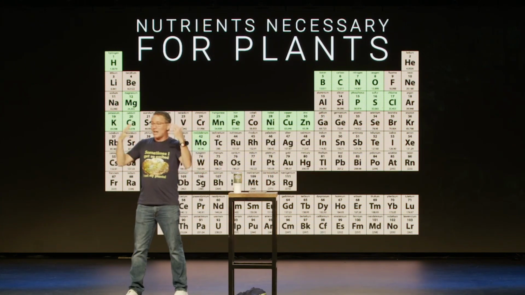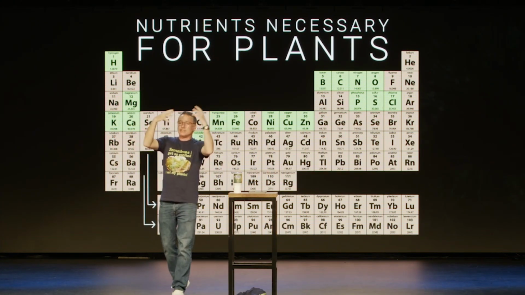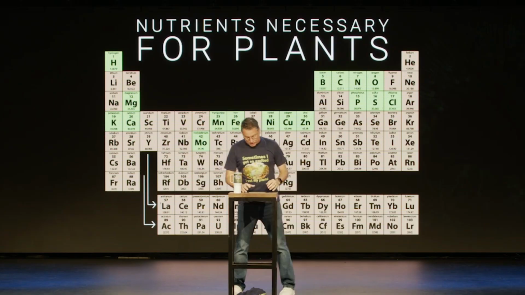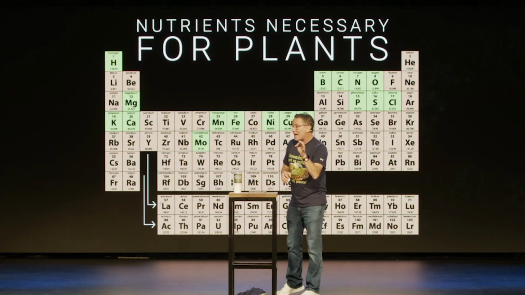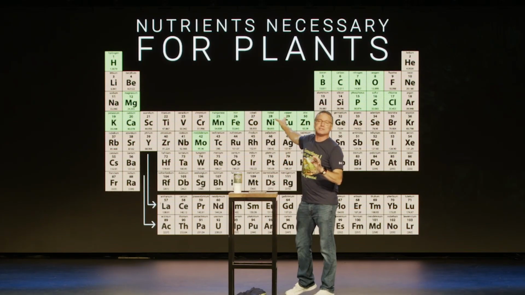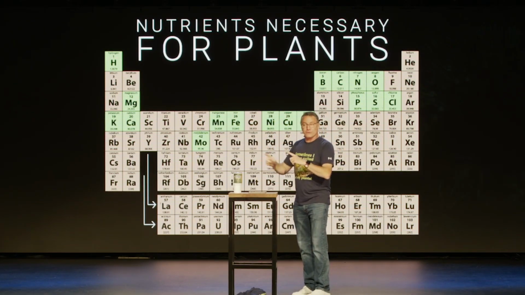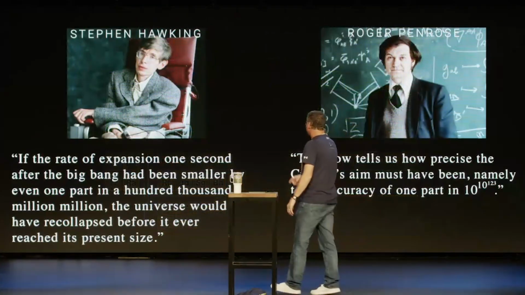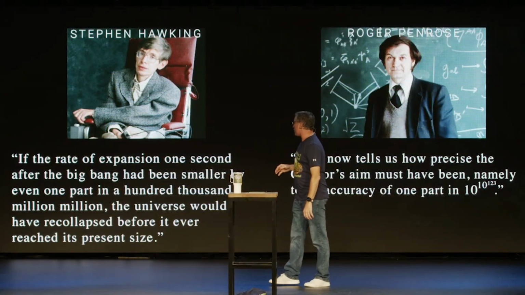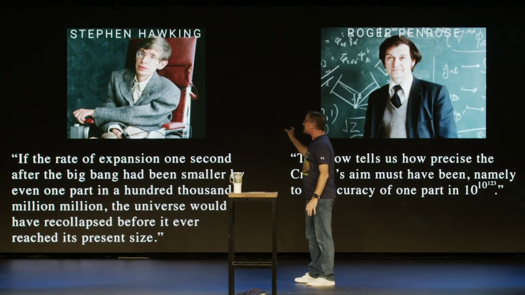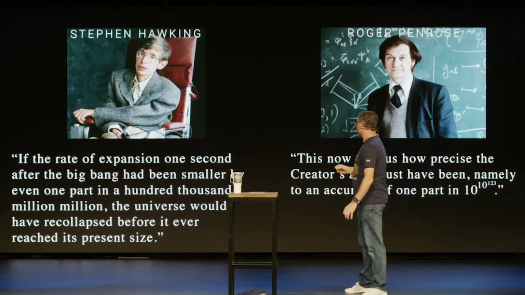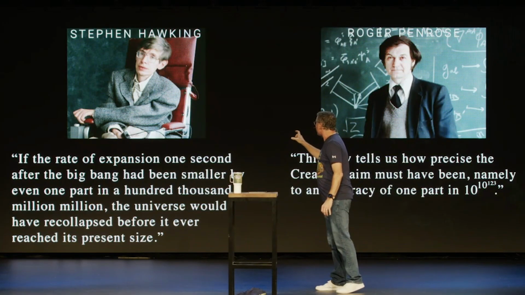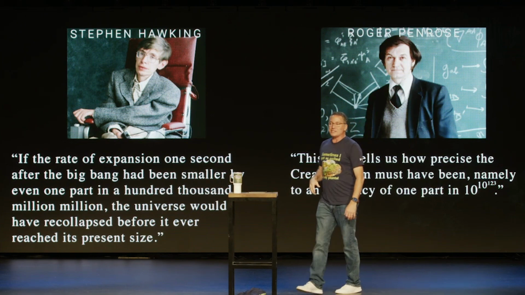It was essentially protons and electrons, quarks, that are kind of bouncing about in this crazy chaos of an explosion in the beginning. And listen to how finely tuned that explosion had to be in order for there to even be elements on the periodic table, in order for life to exist at all. Stephen Hawking, an atheist, scientist very well known, said if the rate of expansion 1 second after the Big Bang, after the beginning, had been smaller by even 1 part in 100,000 million, the universe would have recollapsed before it ever reached its present size.